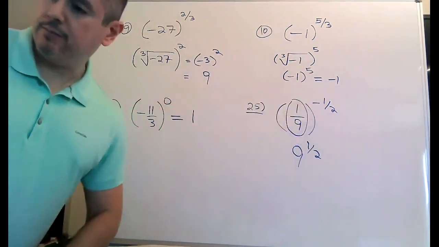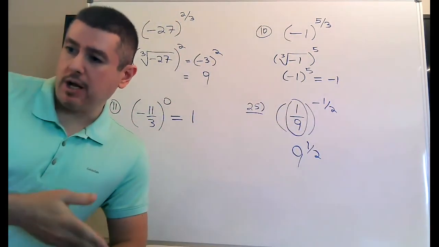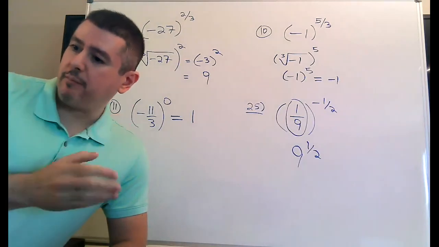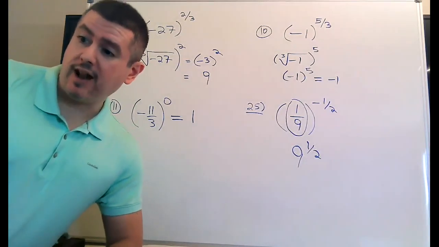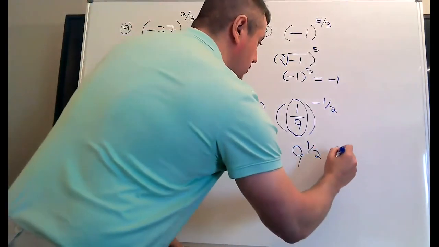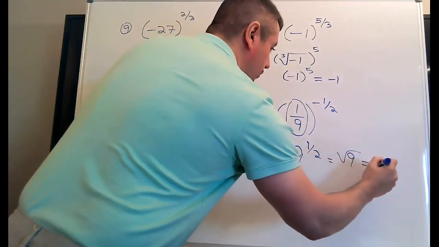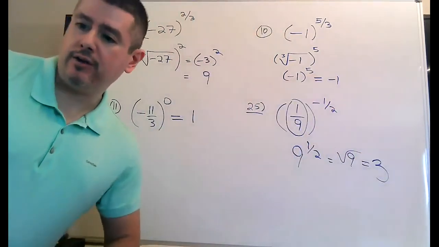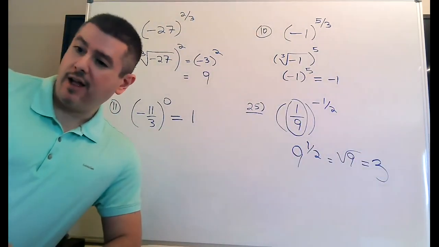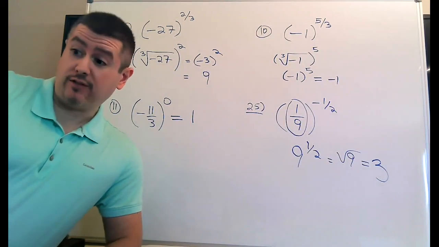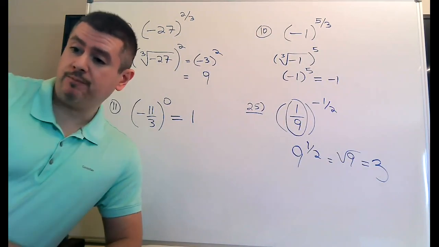Flip and switch. 1/9, flip, 9. Instead of -1/2, you have +1/2. What's 9 to the 1/2 power? Square root. So you get 3. Pow. So that's the answer, number 25. Just 3. Flip over 1/9. That's why it says flip and switch. Flip, switch, done.